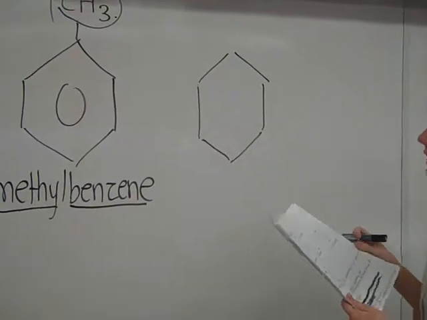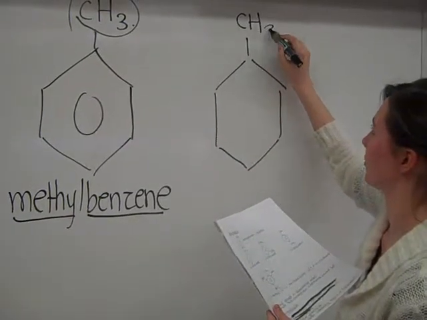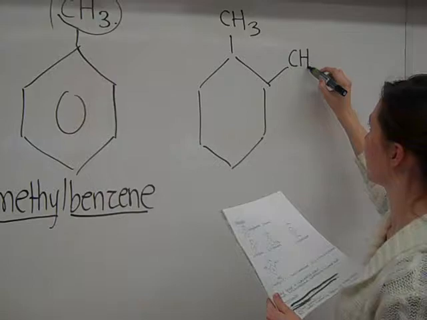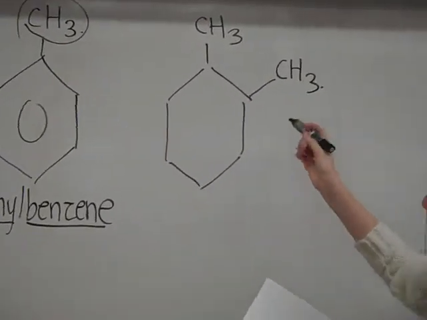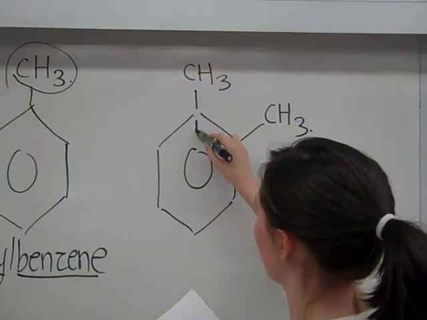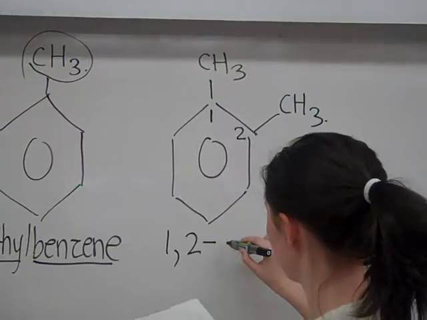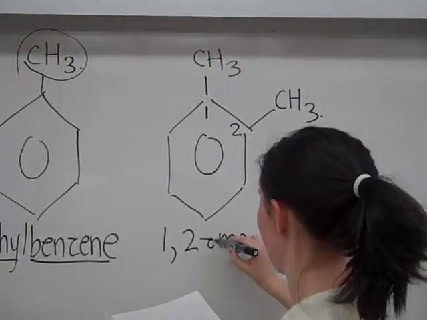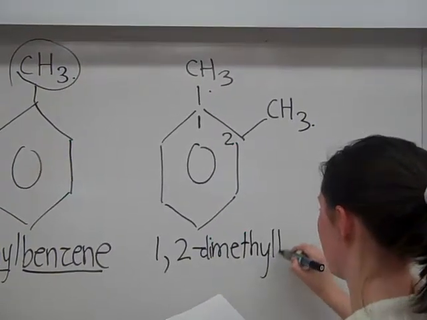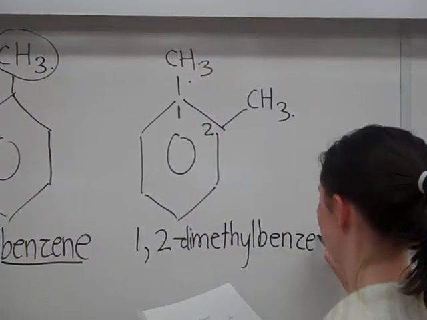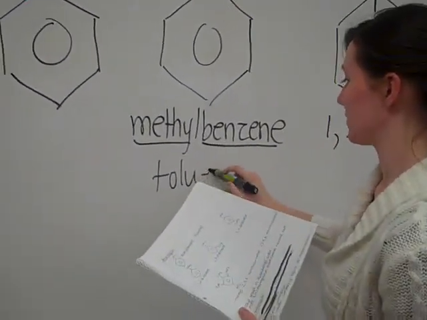Next, let's look at something a little bit more complicated when we have two substituents. Again, I'll be using the methyl groups. Because there's more than one substituent, we will have to locate the position of these groups. So we'll call this one and this 2, and it becomes 1,2 di, because there's two groups, methyl benzene. Another name for methyl benzene, which is more common, is toluene.